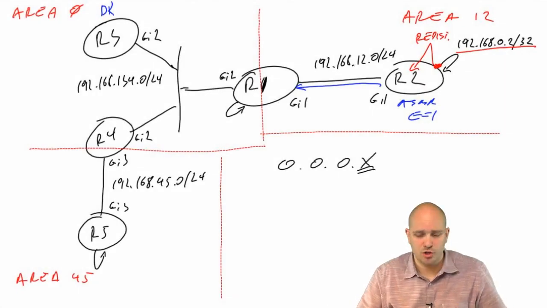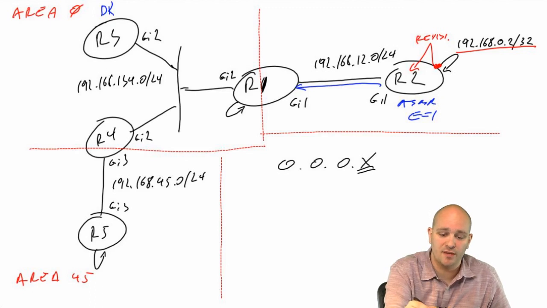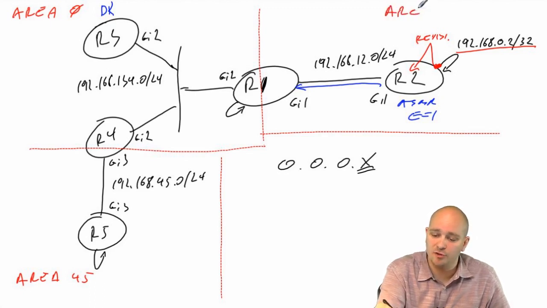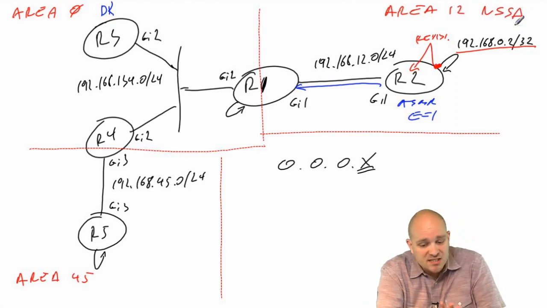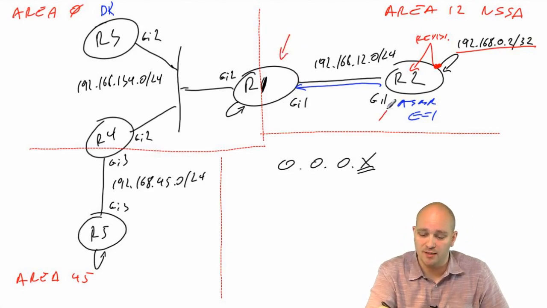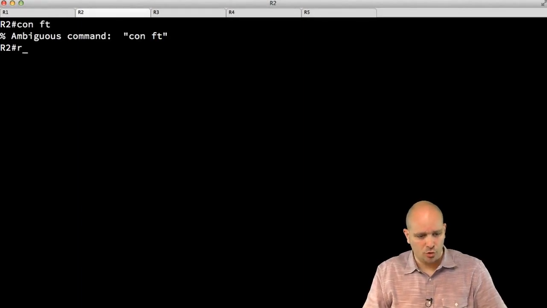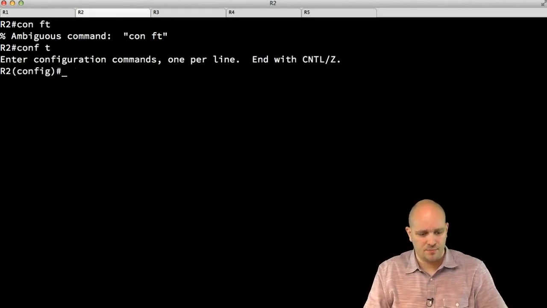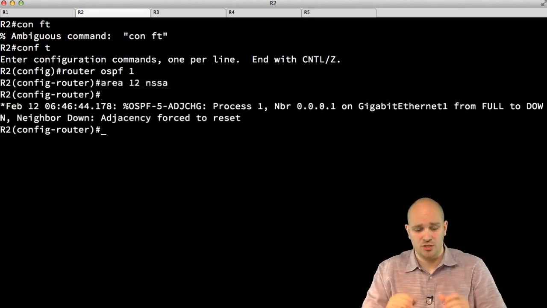Let's now make one more change in our network. I'm going to now modify my area 12 here. So let me delete this area 12 here. I'm going to change my area 12 to be the NSSA area. This is the only change that I'm going to make, but I have to make this change on R1 and I have to make this change on R2. I'm going to start with R2, so I'm going to go into my router OSPF 1 and I'm going to say area 12 NSSA. As I said, this is the only change that I'm going to make.